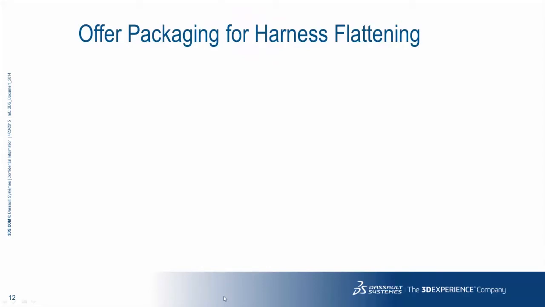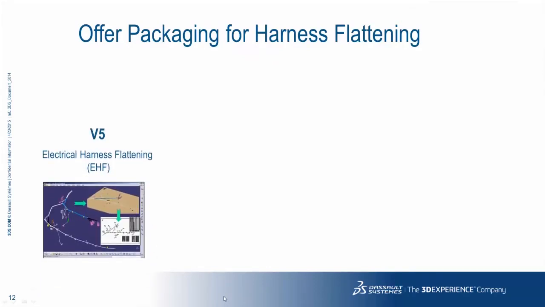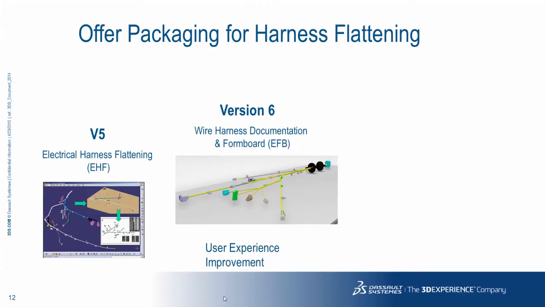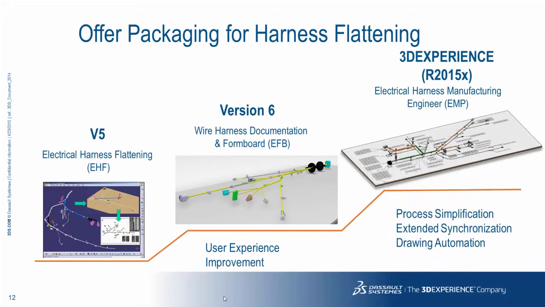The evolution coming from CATIA version 5, we have the electrical harness flattening. In version 6, we started improving the user experience, making it very easy to manipulate the harness on top of the Formboard, and also adding performance improvements and key functionalities. This then evolved into the 3DEXPERIENCE platform, which added process simplification, extended synchronization, and drawing automation.